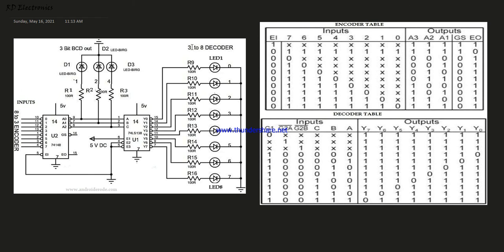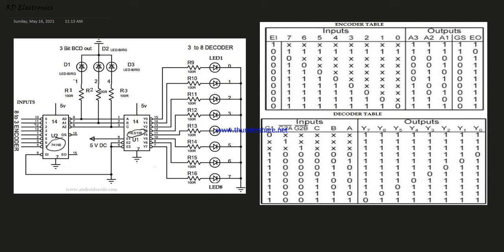So this is one application of an encoder decoder circuit. Look at the left hand side first. This is 74148, the octal priority encoder IC. Then this is 74138, a 3:8 decoder IC. So it first encodes the digit and then decodes it, and 8 LEDs are connected. The corresponding input and output information is passed here, so the corresponding LEDs glow.